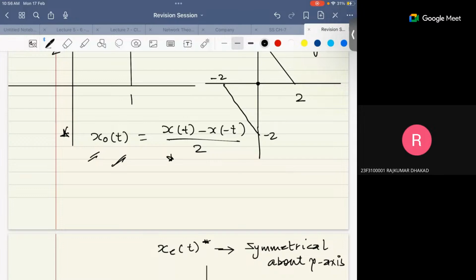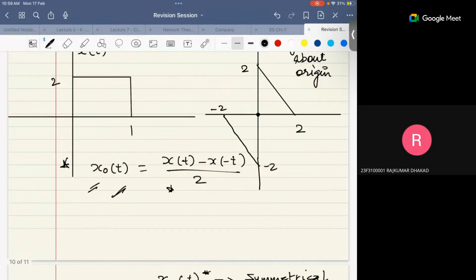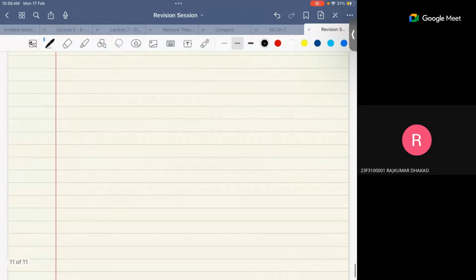This will very highly be asked for sure. Whatever question I am discussing will be asked in the exam, with a different signal given to you. Not the exact question, but a different signal. So this type of question will be there in the exam, and you can practice more.